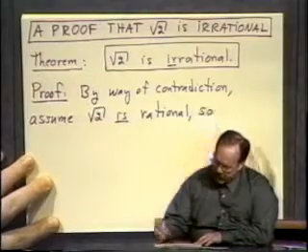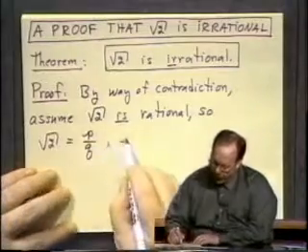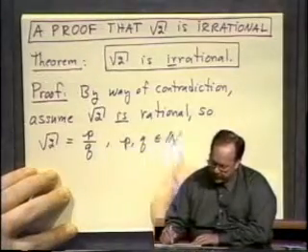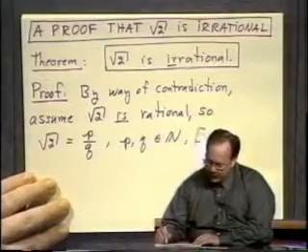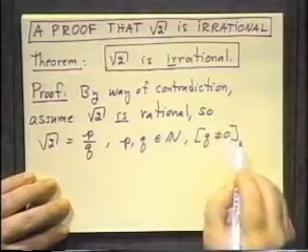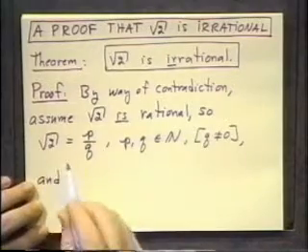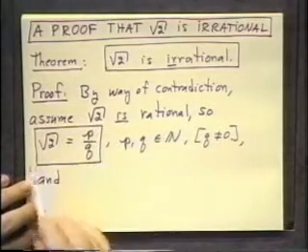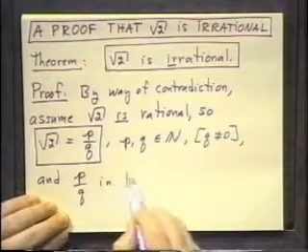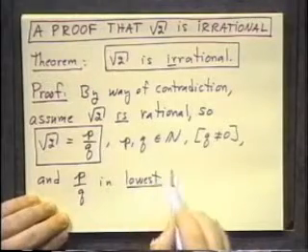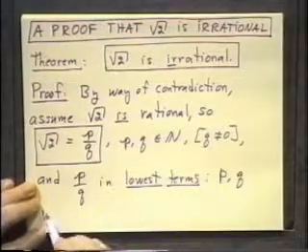Well, what does that mean? That means that the square root of 2 is equal to p over q, where p and q are natural numbers. After all, we know the square root of 2 is positive. We don't have to worry about negatives. And of course, it goes without saying, although I'll mention it in case anyone wonders, that q is not 0. Of course, 0 is not a natural number. And we will assume that p over q equals square root of 2, and that p over q is in lowest terms. Lowest terms means p and q have no factors in common.